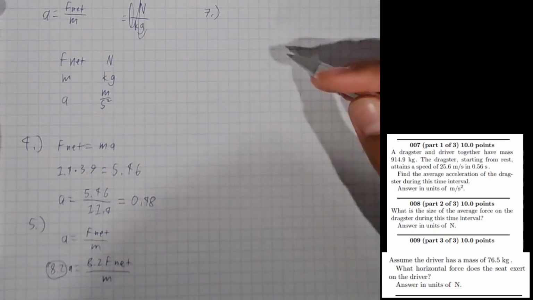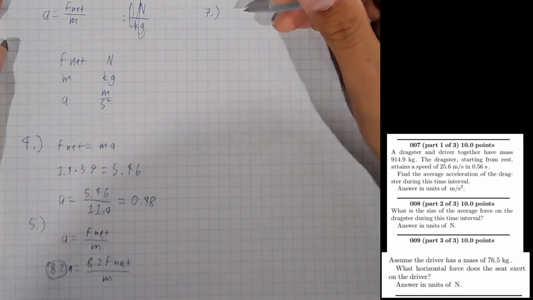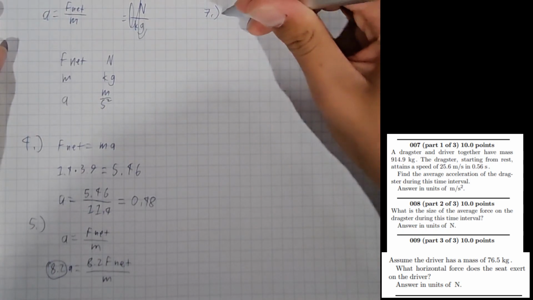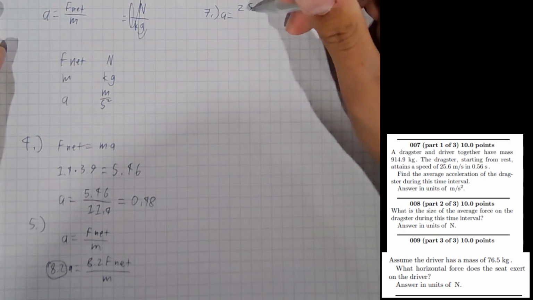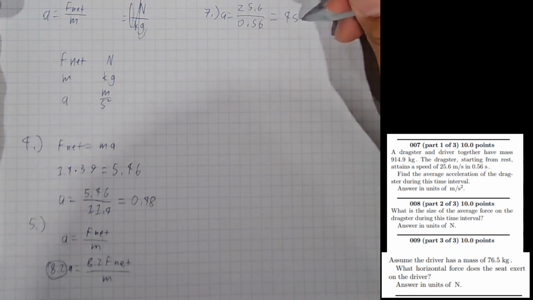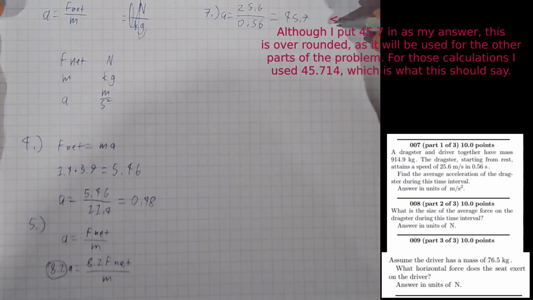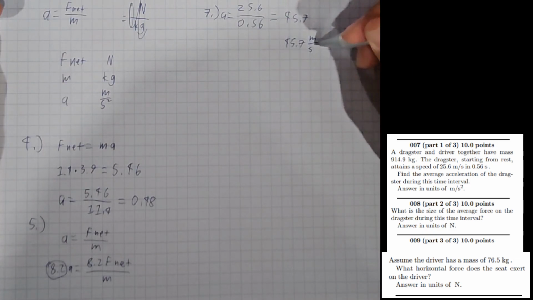So for question 7, you're going to want to find the acceleration of the dragster here. So acceleration is the speed it reaches, 25.6 over 0.56, which is equal to 45.7. And this is the average acceleration of the dragster, 45.7 meters per second squared.